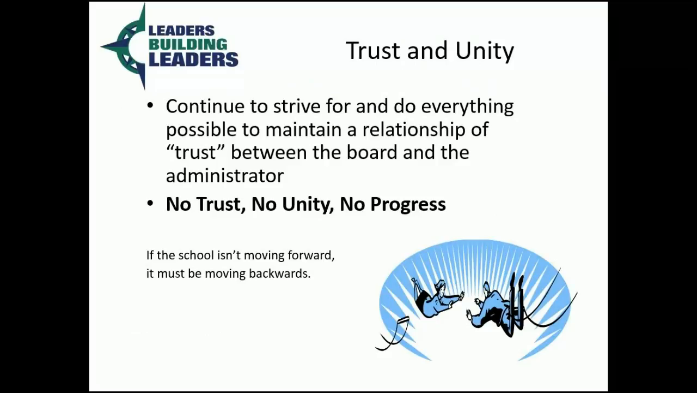Another responsibility of the board is to ensure trust and unity. Continue to strive for and do everything possible to maintain a relationship of trust between the board and the administrator. No trust, no unity, is no progress. And if a school isn't moving forward, it can only be moving backwards. This is when you'll see a lot of destination disease behavior start to come into play. Someone doesn't trust someone, the flywheel starts to slow down. There are constant behaviors and actions polluting the organization.